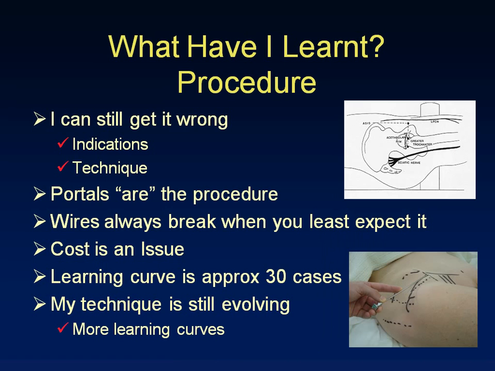So you can still get it wrong, and I've now done over 1,000 of these operations. I still struggle sometimes getting the portals right and making it work. You can break the wires in the joint, which makes it fun. It's usually last case on a Friday. And in the UK, getting remuneration for hip arthroscopy is going to become increasingly a difficult problem. It's been labelled a low priority procedure. In terms of learning curve, it's about 30 cases, and I suspect we need to go on and continue learning.